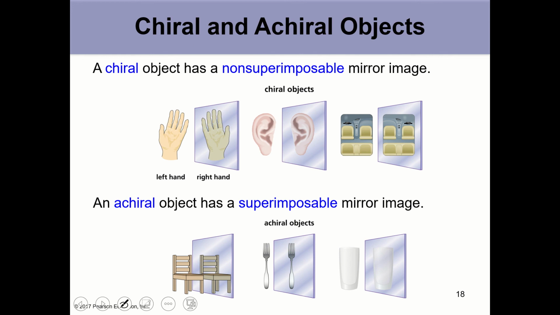An achiral object has a superimposable mirror image. Think about when you were students in elementary school and your chairs were not attached to your desks. You could stack the chairs and move them out of the way. The chairs were superimposable. A fork that has a symmetric design would be superimposable. And a glass that has no writing on it would be superimposable.